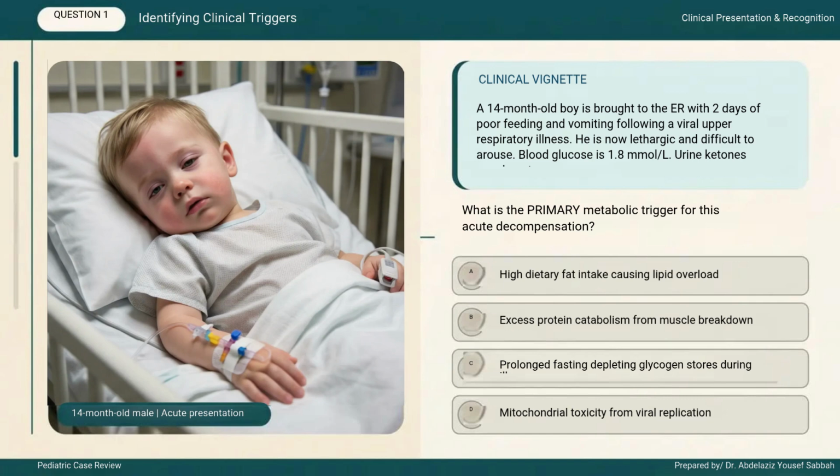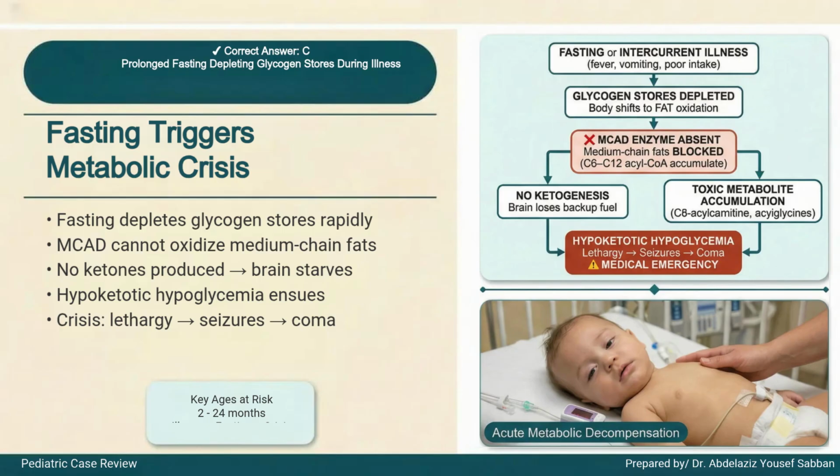Option A, high dietary fat intake causing lipid overload. Option B, excess protein catabolism for muscle breakdown. Option C, prolonged fasting depleting glycogen stores during illness. Option D, mitochondrial toxicity from viral replication. The correct answer is option C, prolonged fasting depleting glycogen stores during illness.